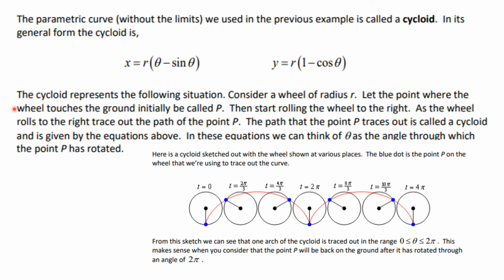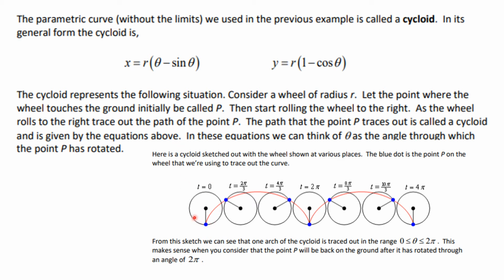So the cycloid represents the situation where we have a wheel of radius r, and let the point where the wheel touches the ground initially be called P. So here is P, and we put a little dot there if you want to think about that. Then start rolling the wheel to the right. As the wheel rolls to the right, we're asking what happens to P.